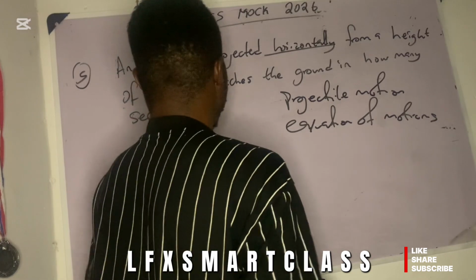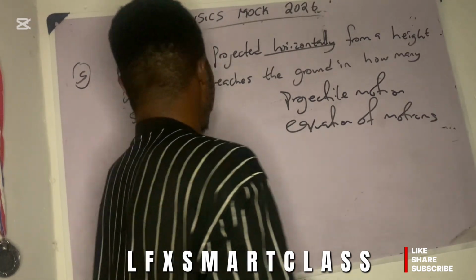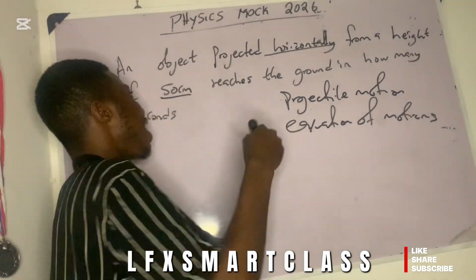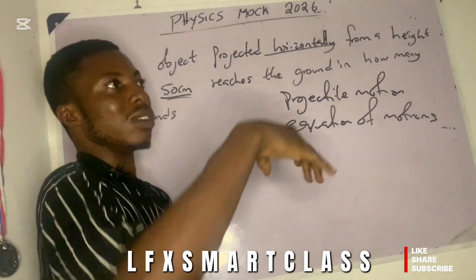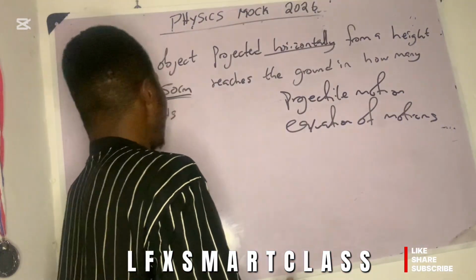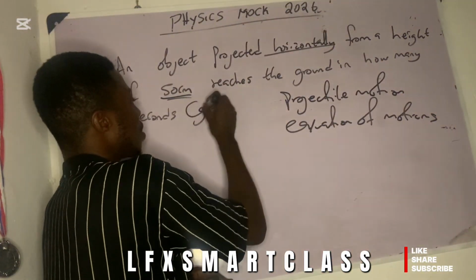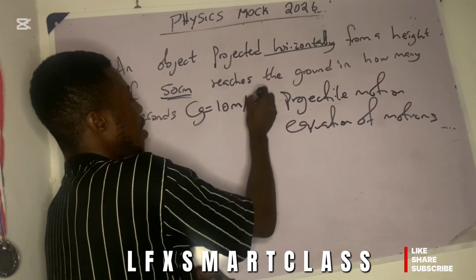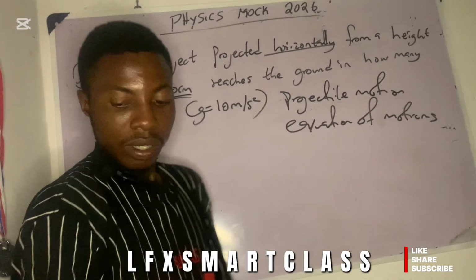Now let's look at this. This particular object was projected from a height of 50 cm. The major thing we are looking at is the vertical distance. And remember, there was a place that says use g as 10 meters per second squared.